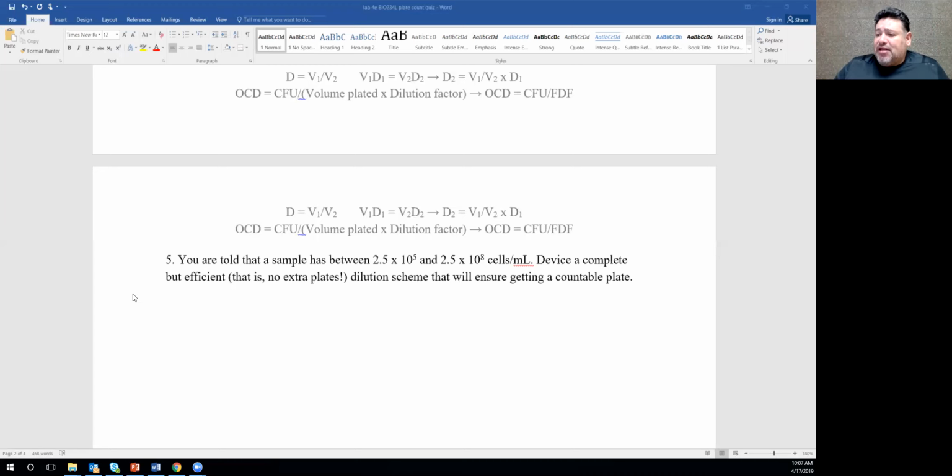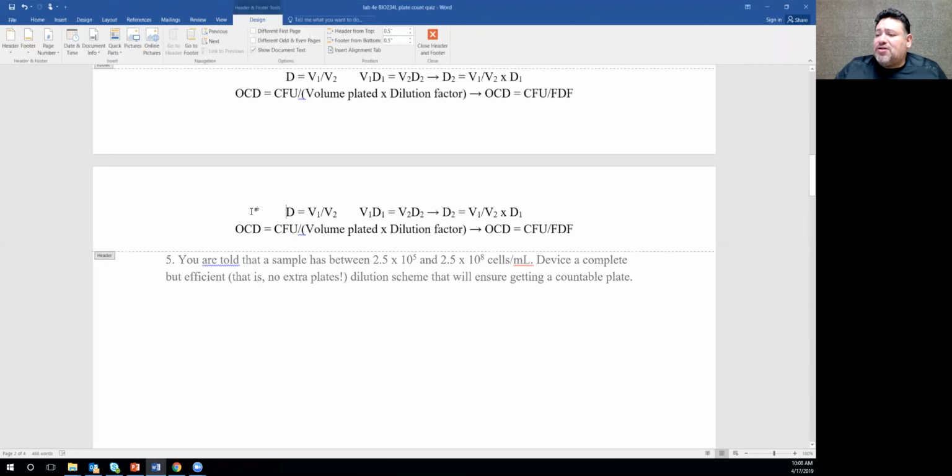Now it says devise a complete but efficient dilution scheme, that means we're not going to waste any plates, that will ensure getting a countable plate. What's a countable plate? A countable plate, again, is a plate with between 30 and 300 cells that will allow you to backwards calculate the original cell density. So what are we going to use? We're going to use this equation right here.